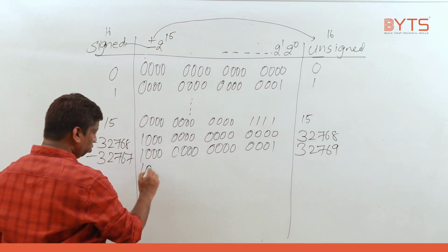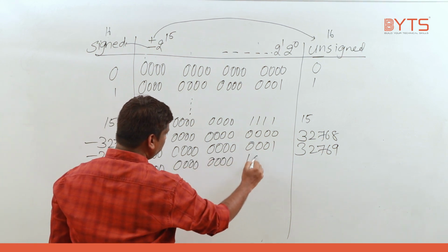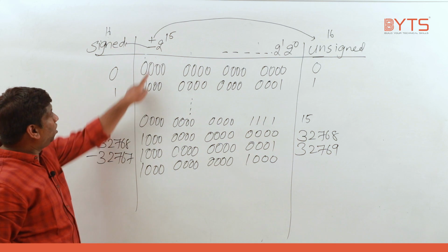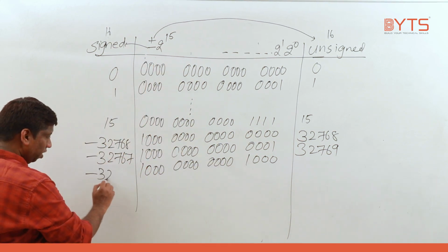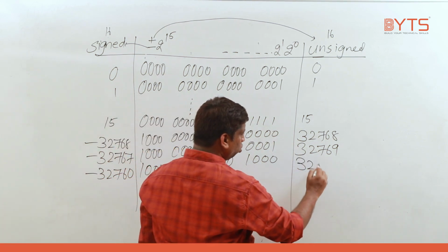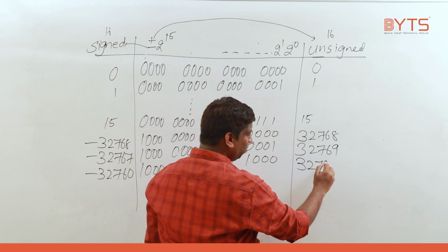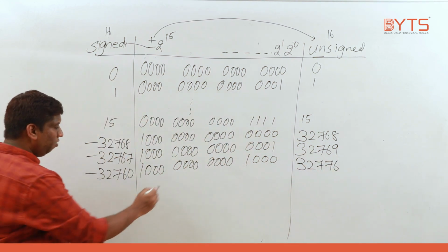Let us take 1, 0, 0, 0, 0, 0, 0, 0, 0, 0, 1, 0, 0, 0. Minus 32768 plus 8 will become minus 32760. And for unsigned it will become 32768 plus 8, that is 32776. 68 plus 8 is 76, right?